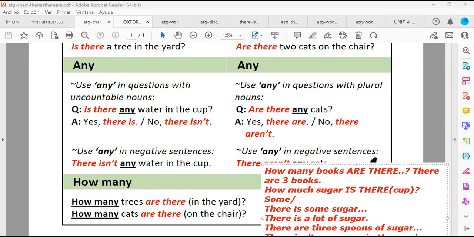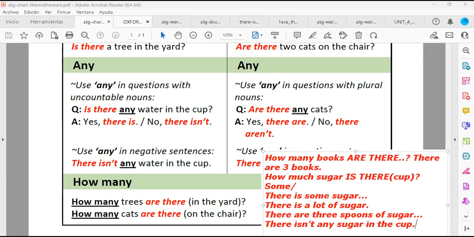Mucha azúcar. But notice, ustedes pueden notar que acá hemos utilizado quantifiers como some para una respuesta positiva. También hemos utilizado a lot para expresar que hay mucha, mucha azúcar. And there are 3 spoons of sugar. Acá varió la respuesta porque dimos una respuesta utilizando un participio. Entonces, ¿cuánto hay? 3 cucharadas de azúcar. Entonces, acá ya usamos una forma plural, no como en estas otras, ¿verdad? There is some sugar, hay algo de azúcar, hay mucha azúcar, o no hay nada de azúcar.